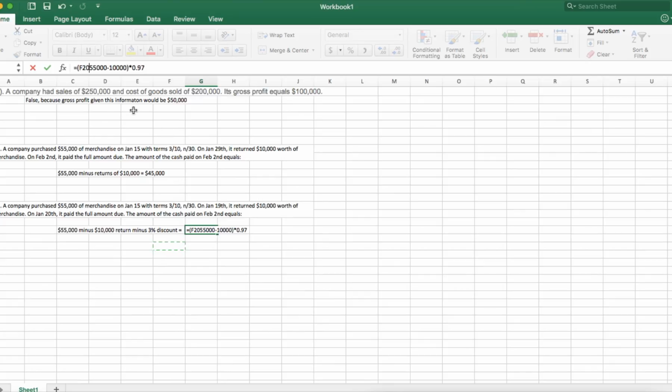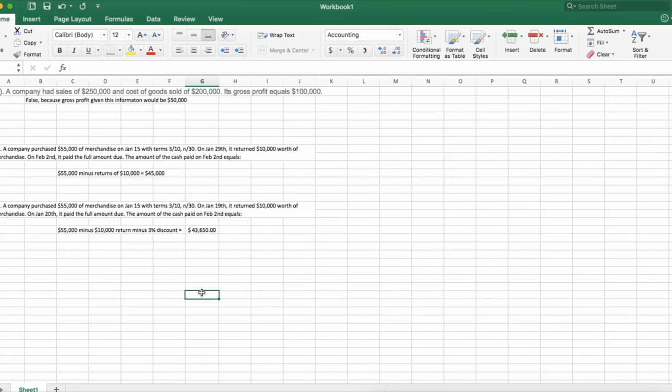Just so you can see it better, 43,650 is paid out on February 2nd. And again, you should remember that since the return happened before we paid anything, we are going to subtract the return out first, and then we apply the discount, and that's what gets paid. So if you know how to do those 2.5, 3 problems there, you should be able to do fine on the quiz. Remember, 9 questions only. Take your time. You should have plenty of time to do well on this quiz, and good luck to you.